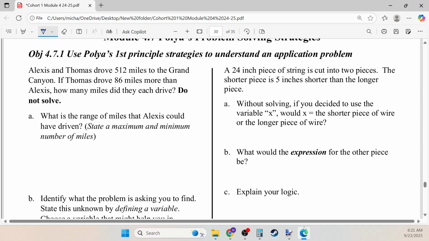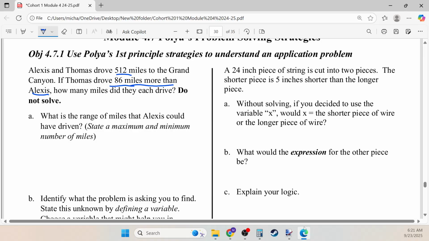We are coming to the end of this unit. Alexis and Thomas drove 512 miles to the Grand Canyon. If Thomas drove 86 miles more than Alexis, how many miles did they drive? So, what is the range of miles?